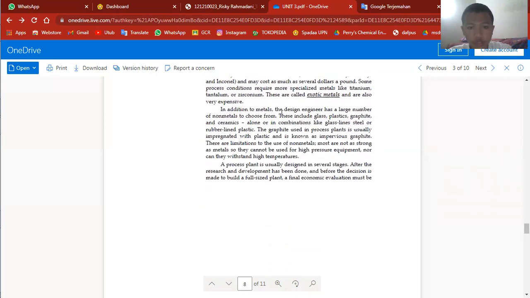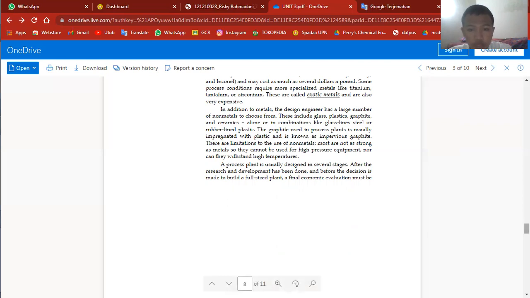In addition to metals, the design engineer has a large number of nonmetals to choose from. These include glass, plastic, graphite, and ceramics, alone or in combination, like glass-lined steel or rubber-lined plastic. The graphite used in process plants is usually impregnated with plastic and is known as impervious graphite. There are limitations to the use of nonmetals. Most are not as strong as metals, so they cannot be used for high-pressure equipment, nor can they withstand high temperatures.